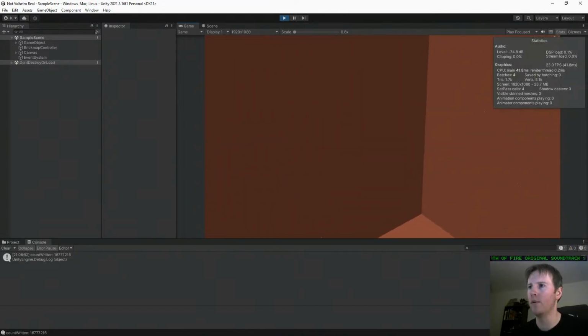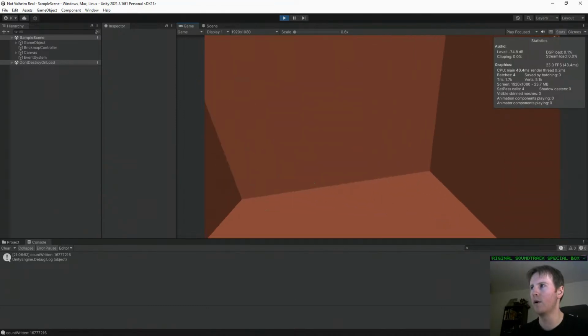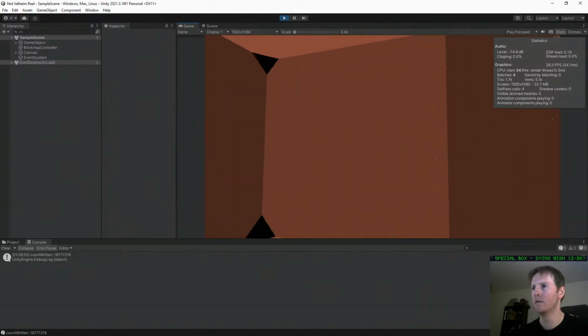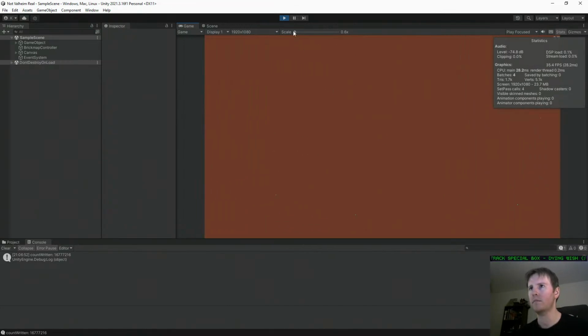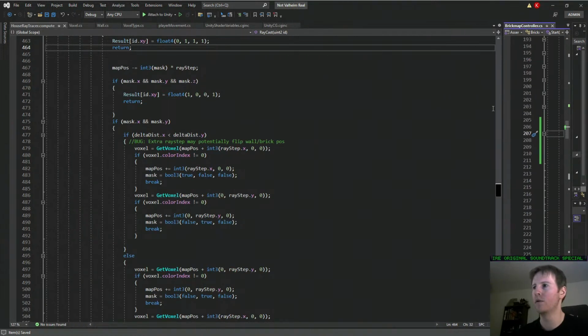But yeah, there. Now we have a bunch of glitching pixels. That's what we want. So now we have to go into ray tracer.